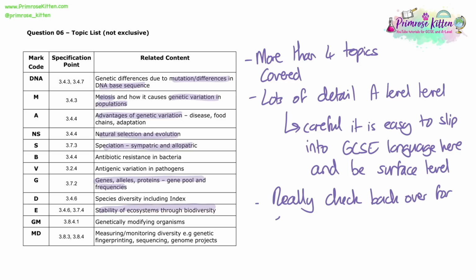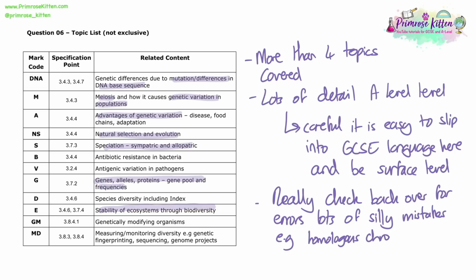Really check back over for any silly mistakes with language. So things like saying organisms adapt, and using it in that way to try and say that they choose to adapt, or it's their behavior, they decide to adapt, that kind of thing.